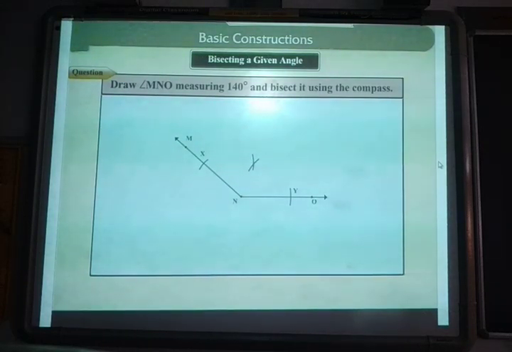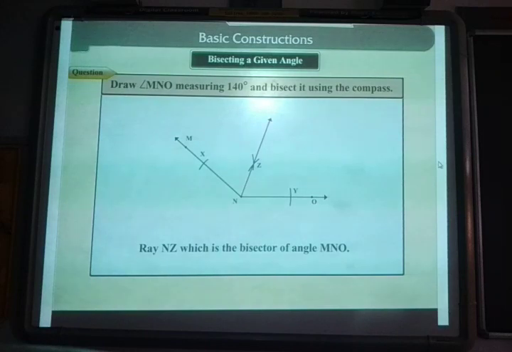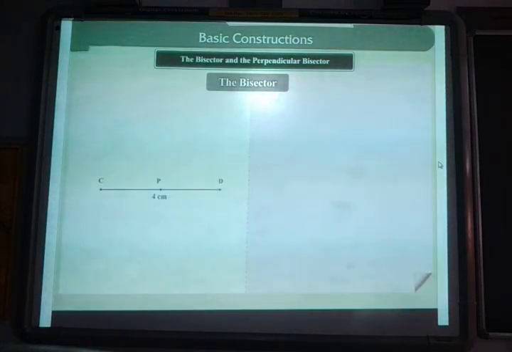Name the point of intersection as Z. Draw ray NZ. Thus, we have ray NZ, which is the bisector of angle MNO. The bisector and the perpendicular bisector. The bisector. Look at segment CD.